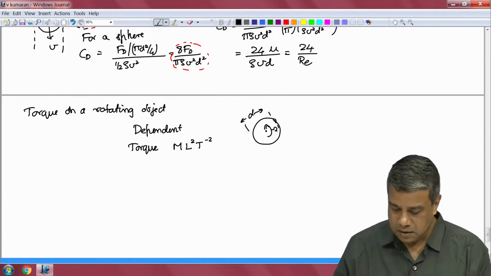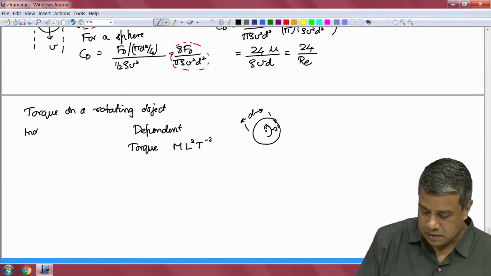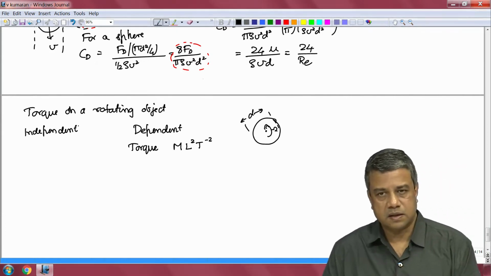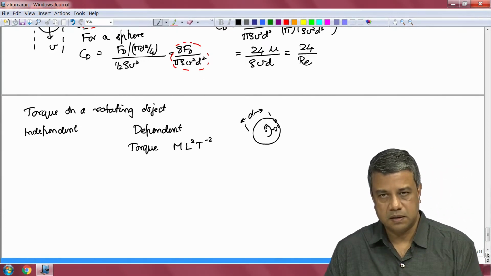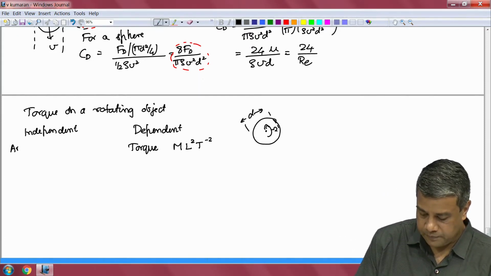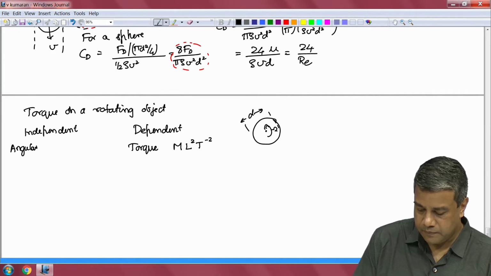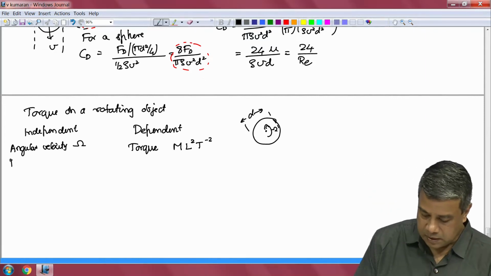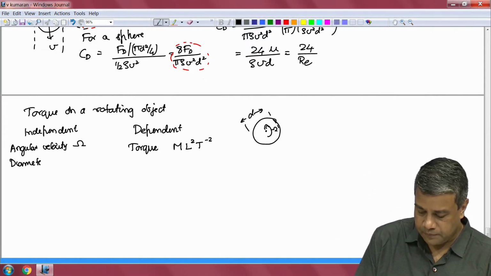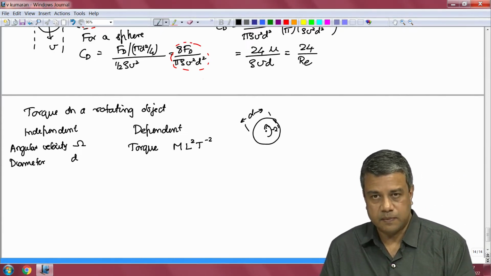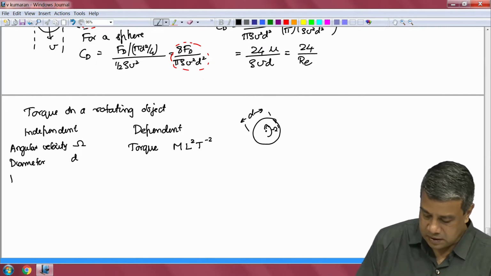What are the independent parameters on which this torque depends? Obviously, it depends upon the angular velocity omega, the diameter d, and the fluid properties. The fluid properties are density and viscosity.